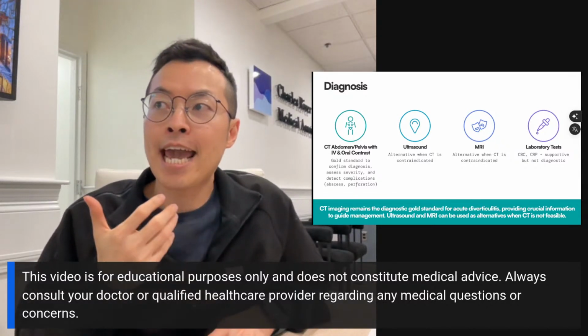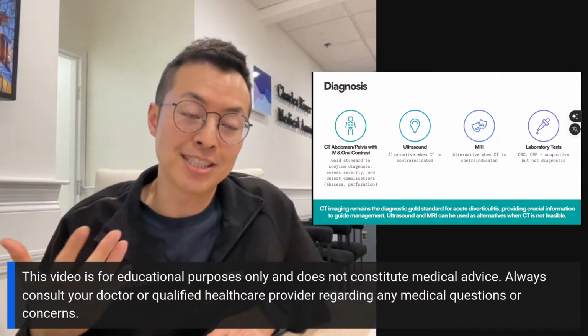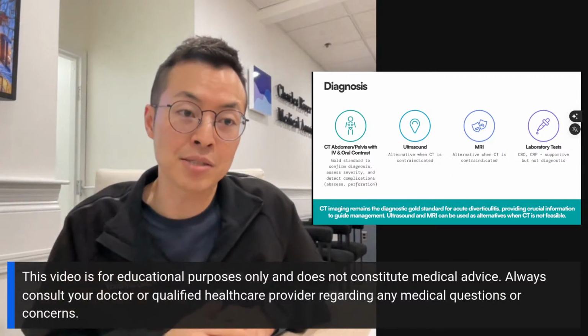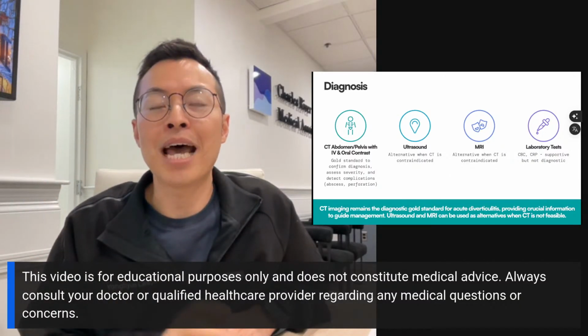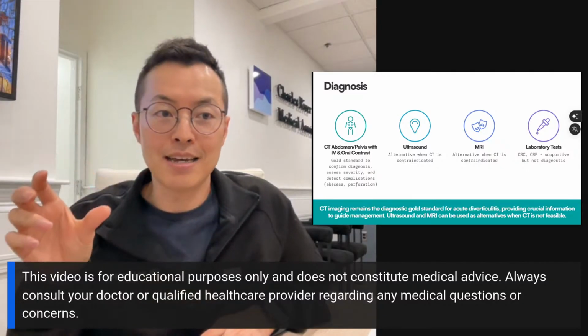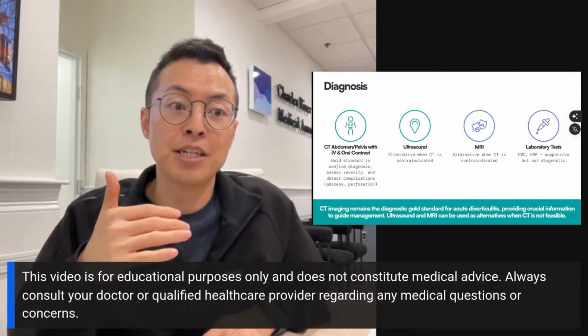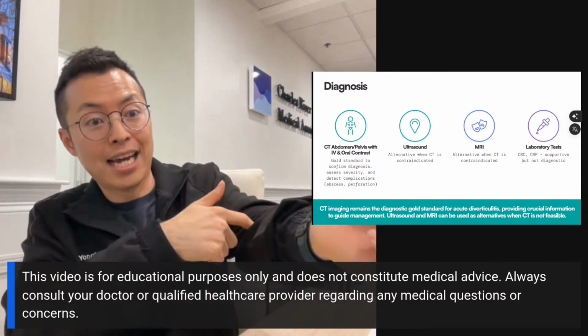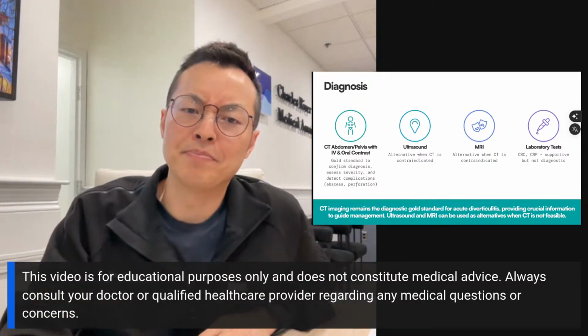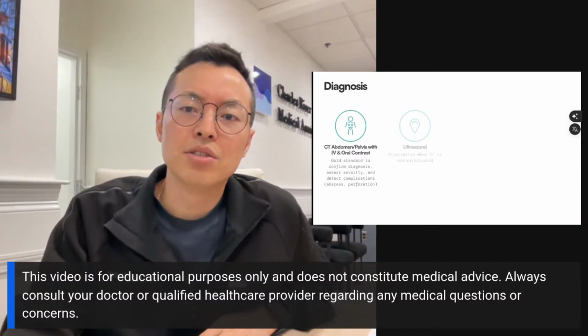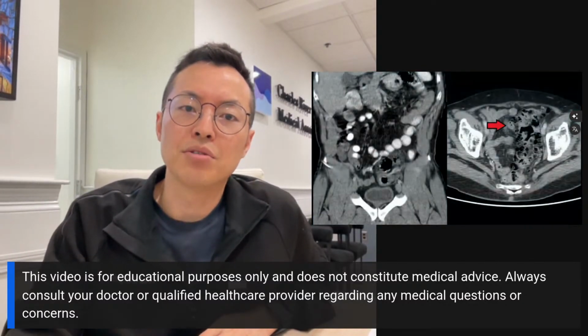If they can tolerate oral hydration, they should be hydrated as much as possible. But when that's not possible, that's why we admit these patients as inpatients so we can give IV hydration. They need a massive amount of hydration. Very important. So CT scan is the best way to diagnose it.